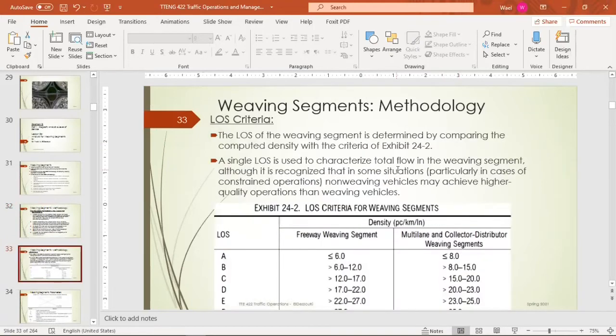Here are the level of service criteria in weaving segments. If we are talking about freeway weaving segments, if density is less than or equal to 6 it's an A. 6 to 12 that's a B. 12 to 17 it's a C. 17 to 22 that's a D. If it's a multi-lane and collector distributor weaving segment, less than 8 is an A, and so on.